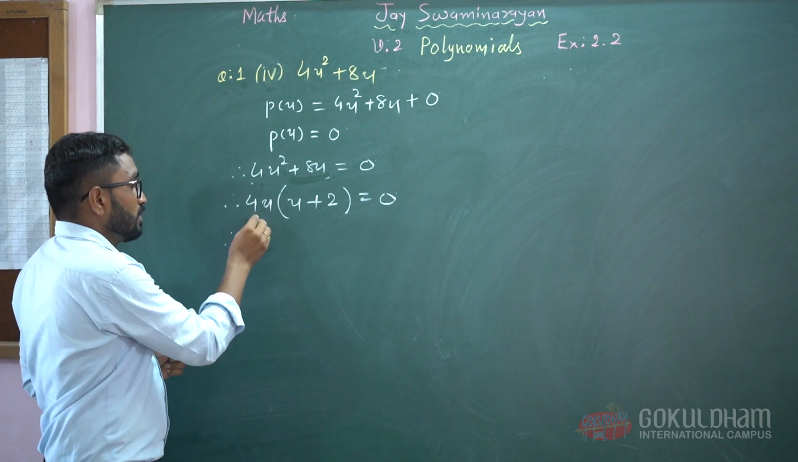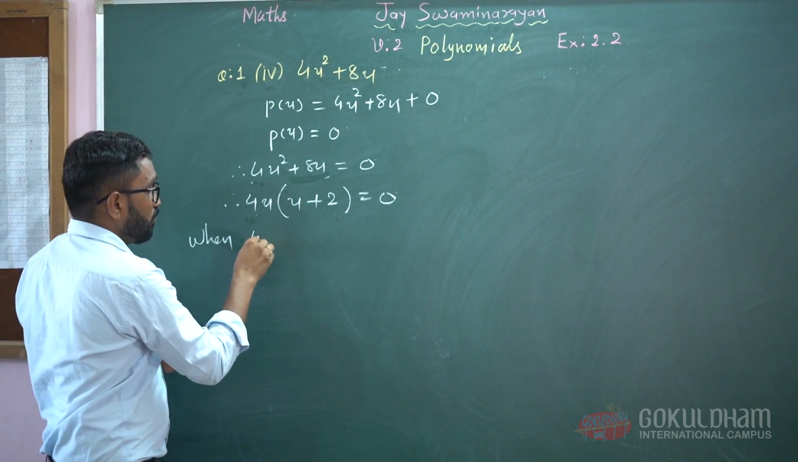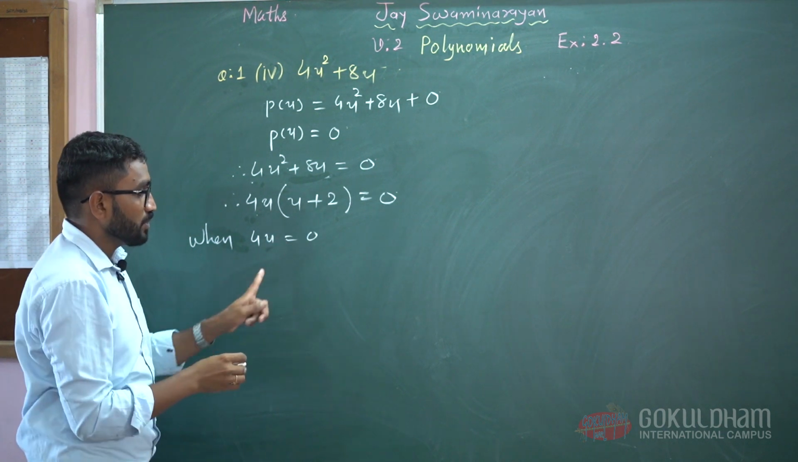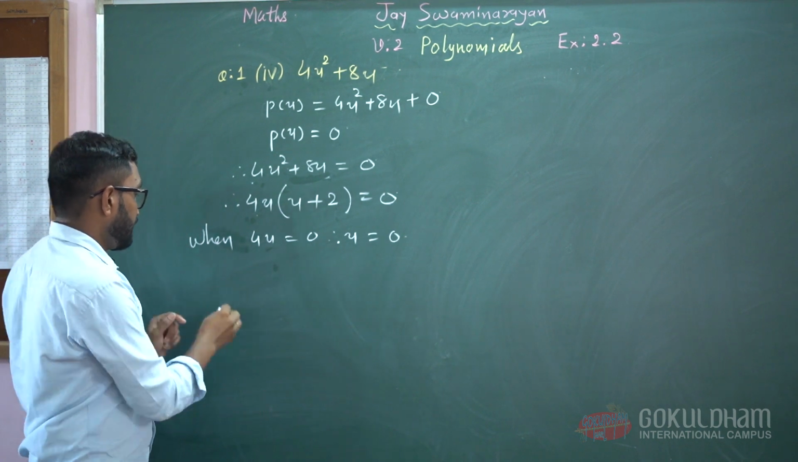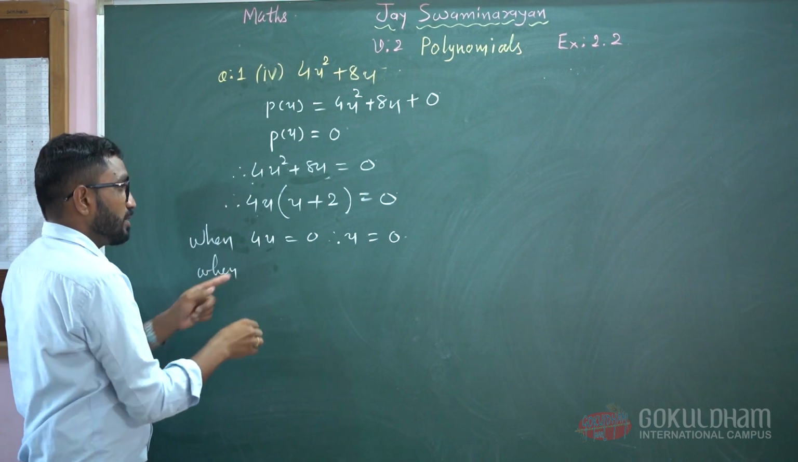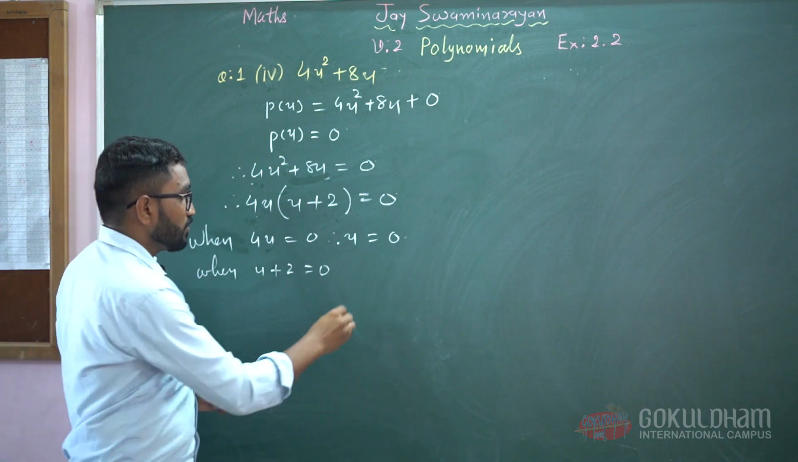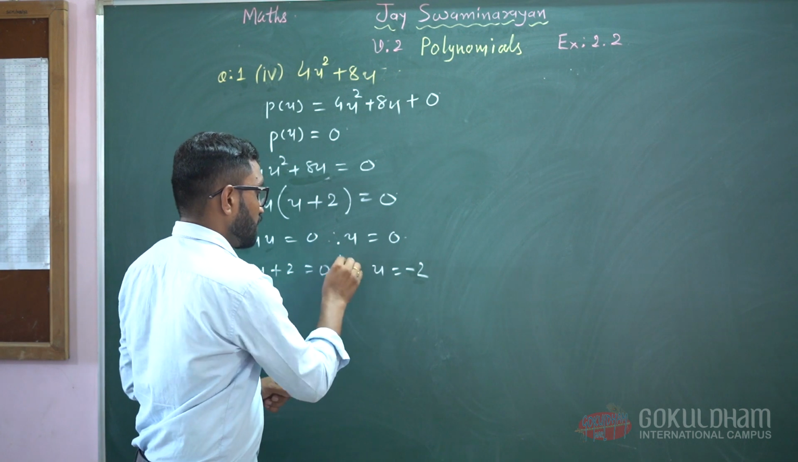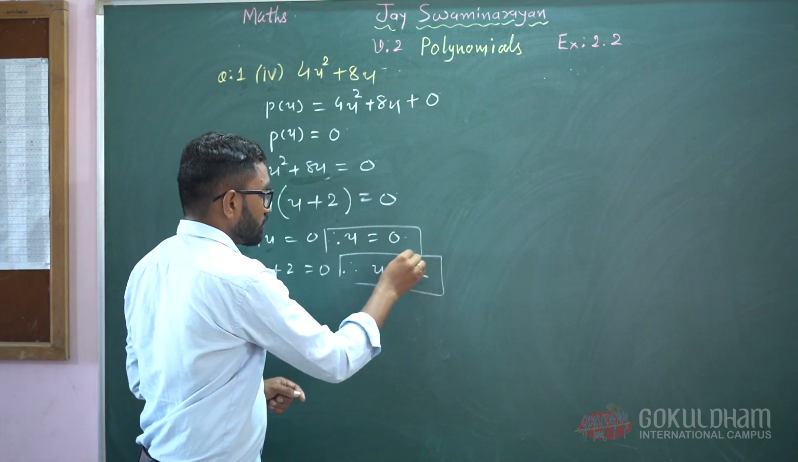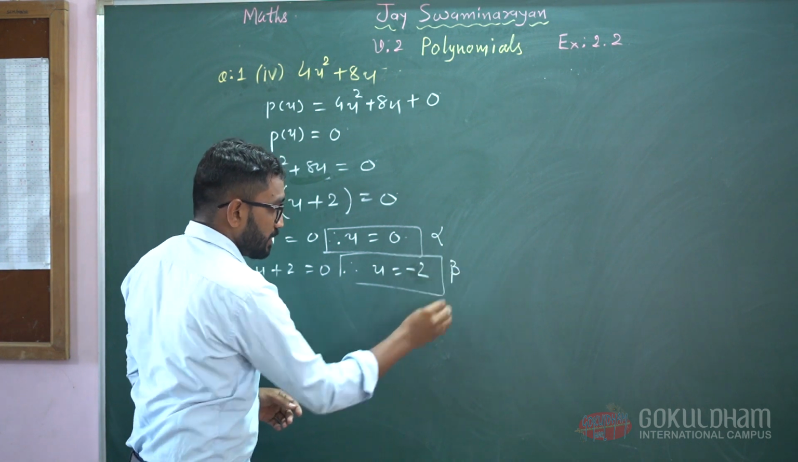Now when 4u equals 0, the value of u equals 0, and when u plus 2 equals 0, then the value of u equals minus 2. So these are the two zeros of this equation, called alpha and beta.